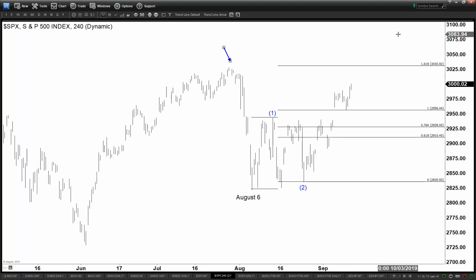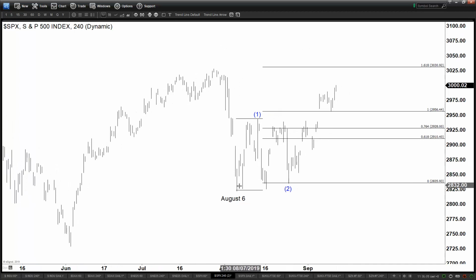leg higher. Okay, so if this count is correct, that we are in the 1, 2, and now we are in the 3, that means that we should be getting at least a 5 waves up from August 6, and as of now, at best this move higher here is going to be either ending with 1 of 3.